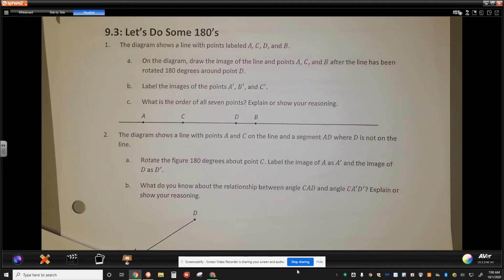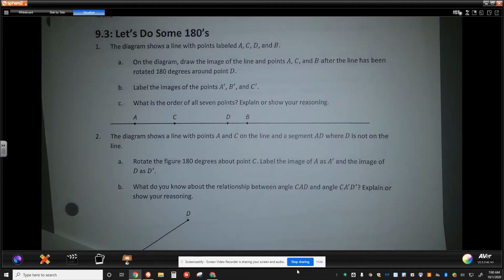We're actually going to go ahead and do some 180-degree movements here. The diagram shows a line with the points labeled A, C, D, and B. And on the diagram, we're going to draw the image of the points A, C, and B after the line has been rotated 180 degrees around point D. Label the images of the points A prime, B prime, and C prime. And then we're going to say, what is the order of all 7 points? Explain or show your reasoning.